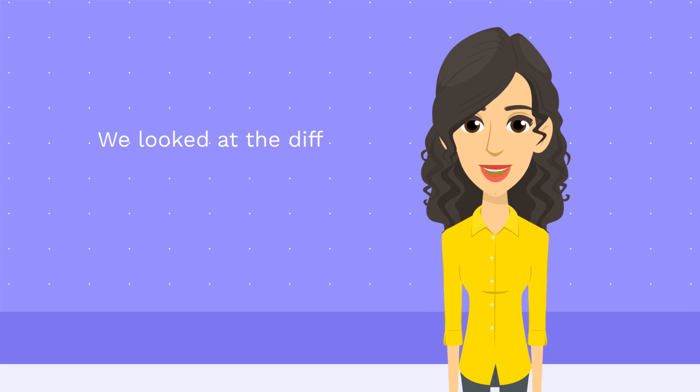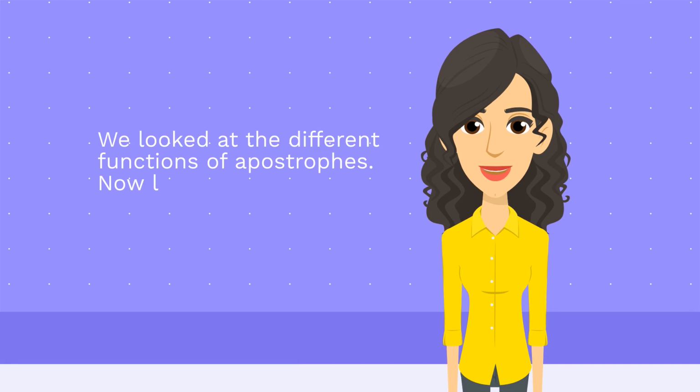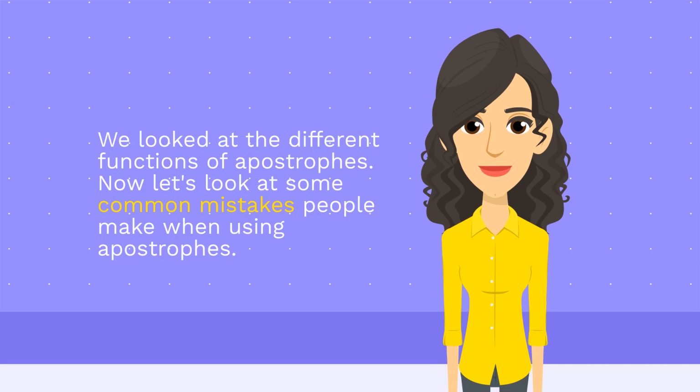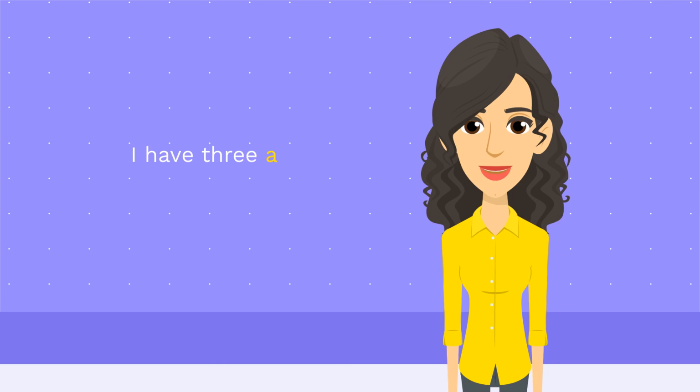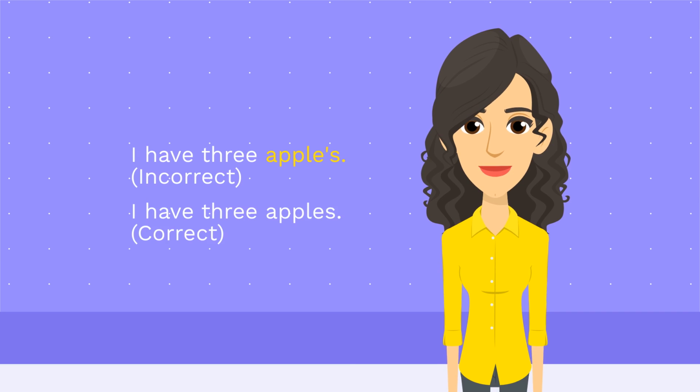We looked at the different functions of apostrophes. Now let's look at some common mistakes people make when using apostrophes. Mistake number 1, using apostrophes to make a word plural. I have 3 apple's. Incorrect. I have 3 apples. Correct.